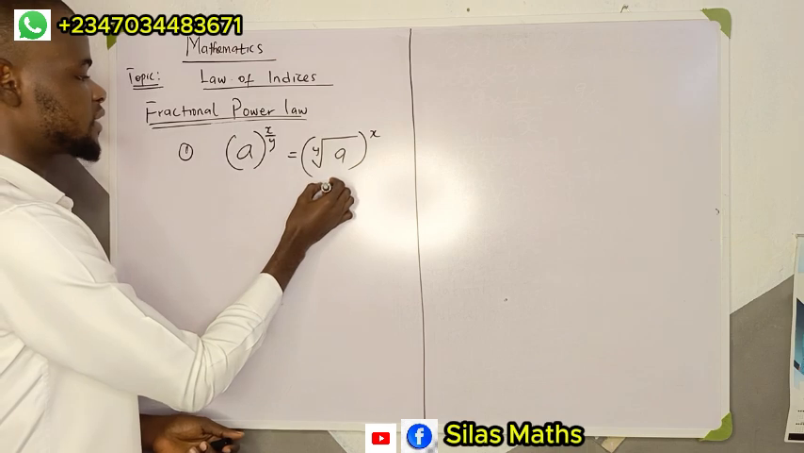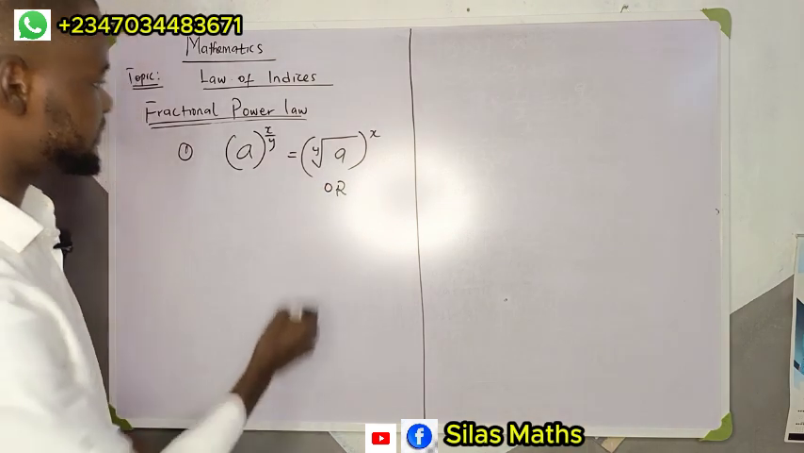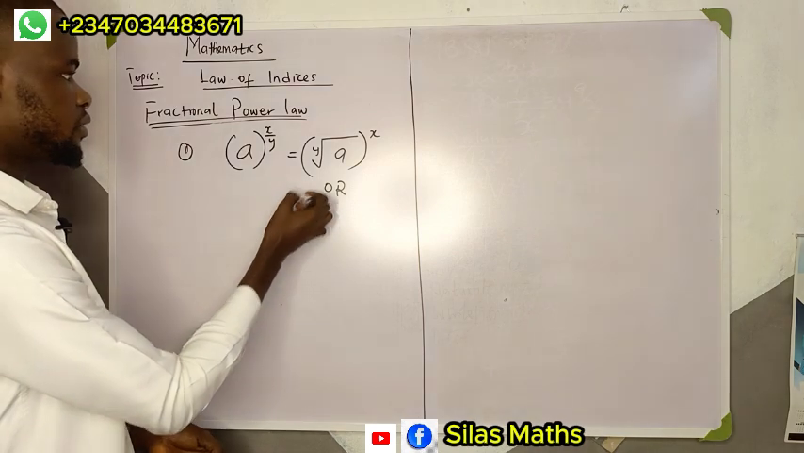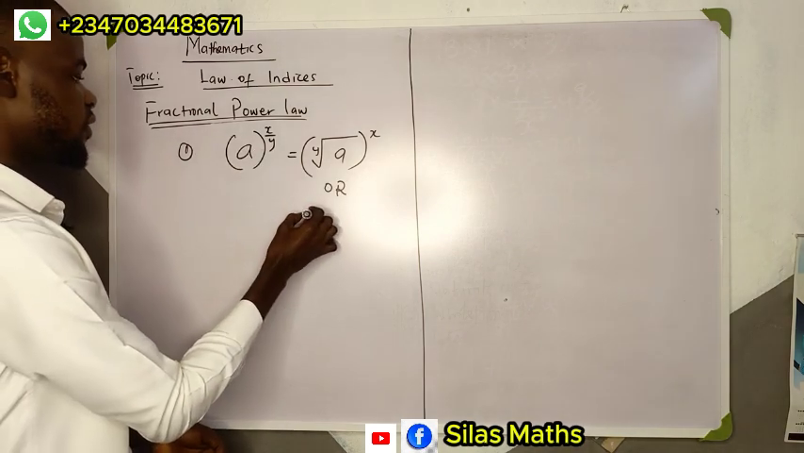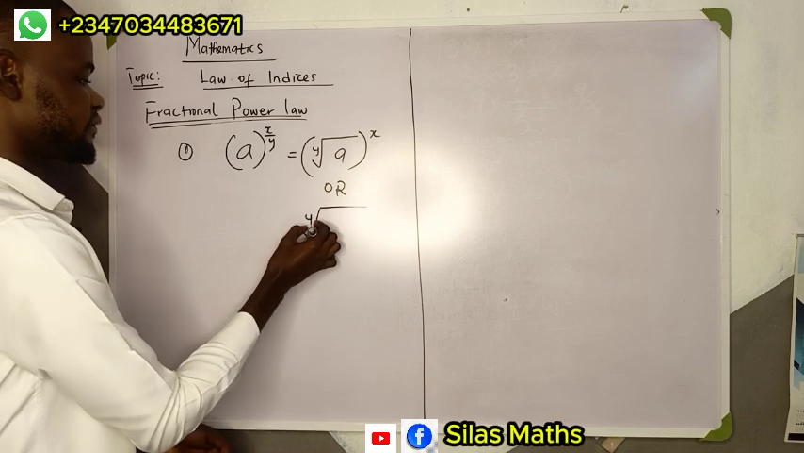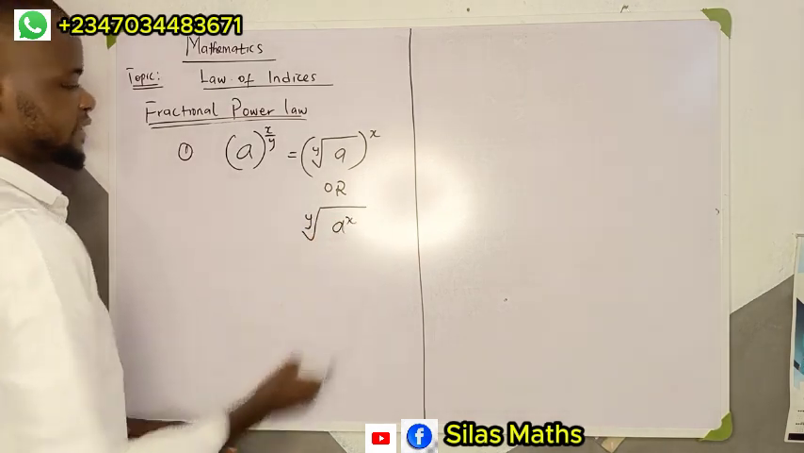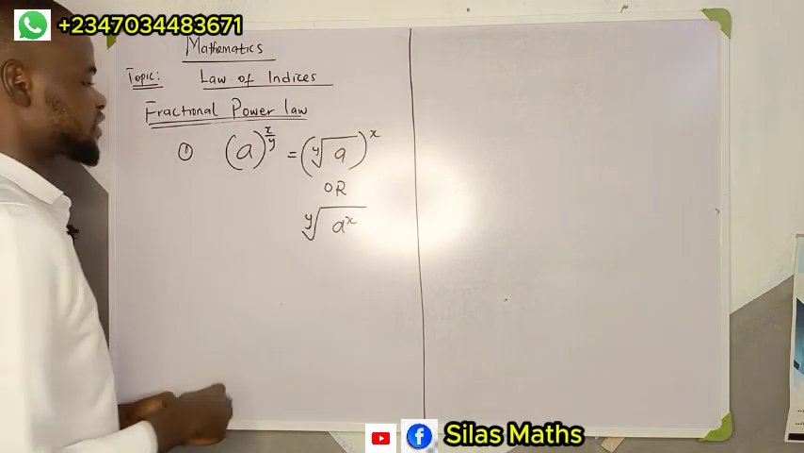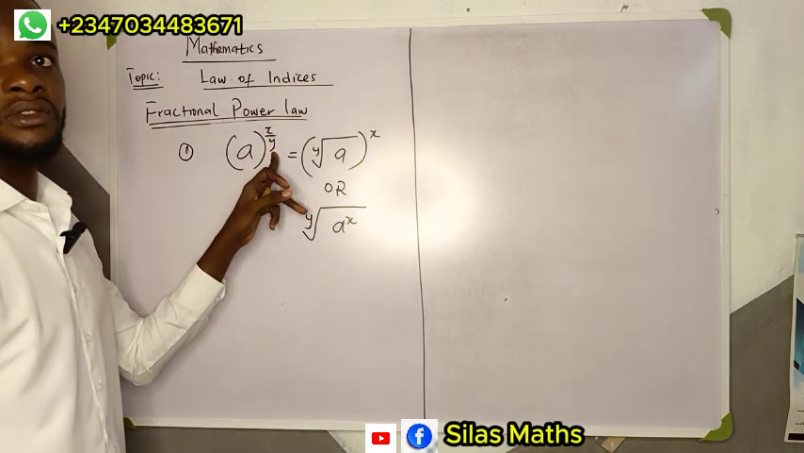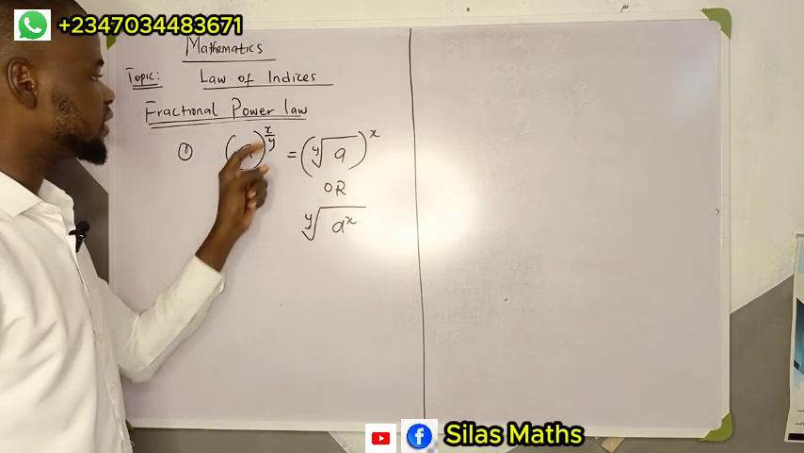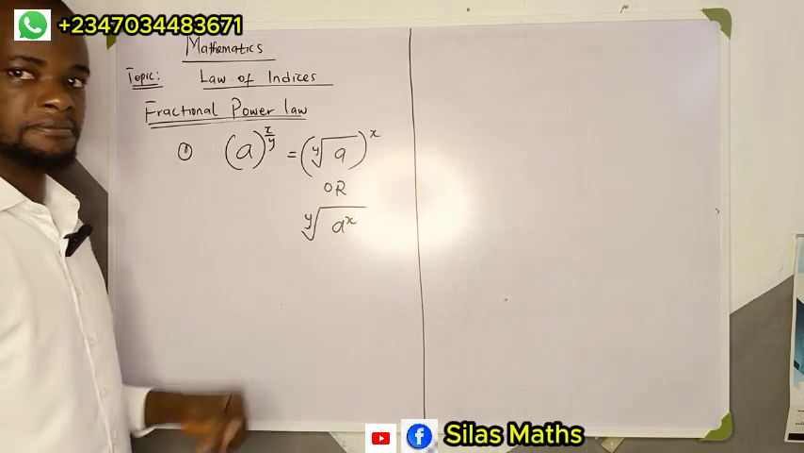Or we can express it this way: this is also the same thing as the y root of a, all to the power of x. So this is the fractional power law. We take the root of the denominator of this power, then raise this to the power of the numerator.